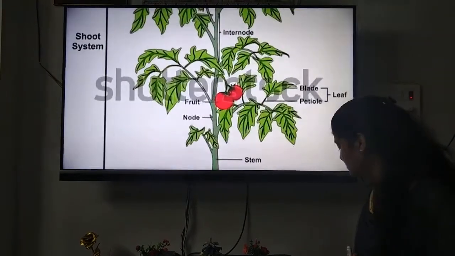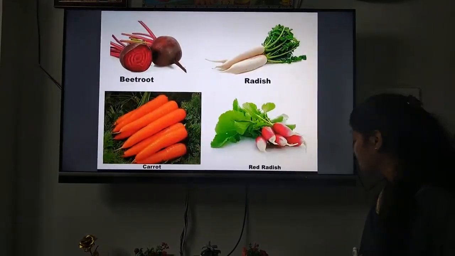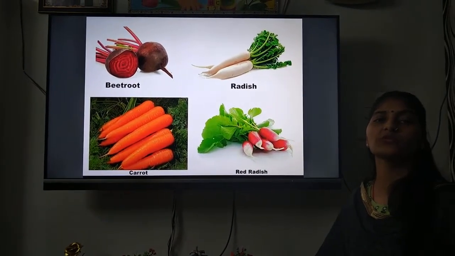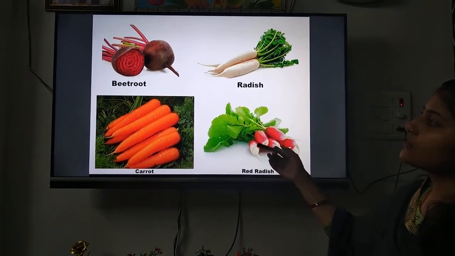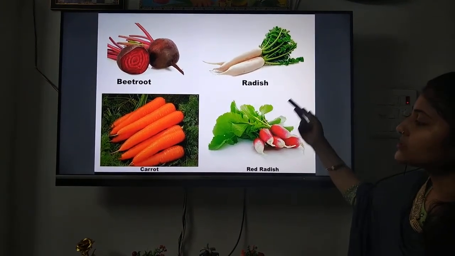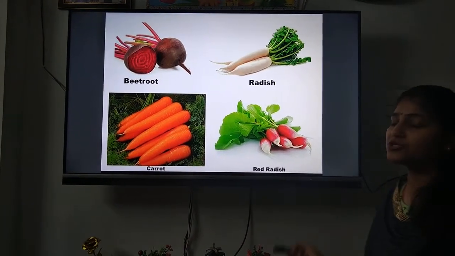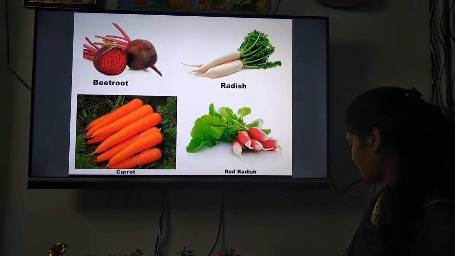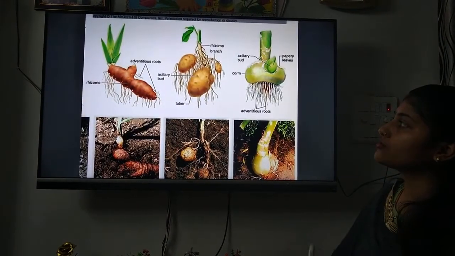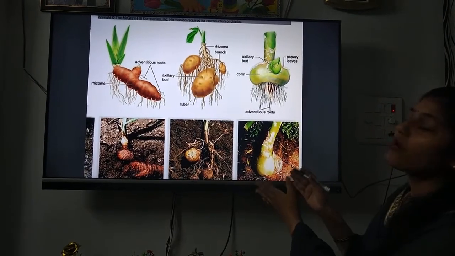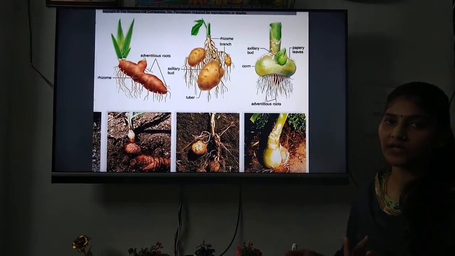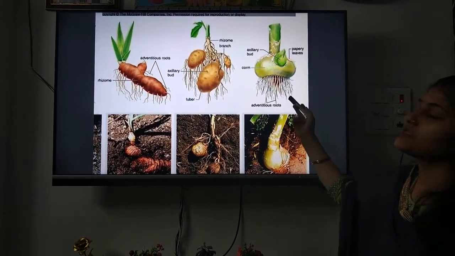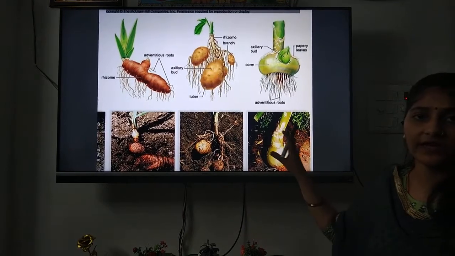Okay, so let us see the first part. First is roots, the plant roots which we use as food. You can see the examples here: beetroot, radish, carrot. These are all examples of roots which we use in our food. Likewise, the modified stems which we use in our daily food, like ginger, potato and onion. These are modified stems.